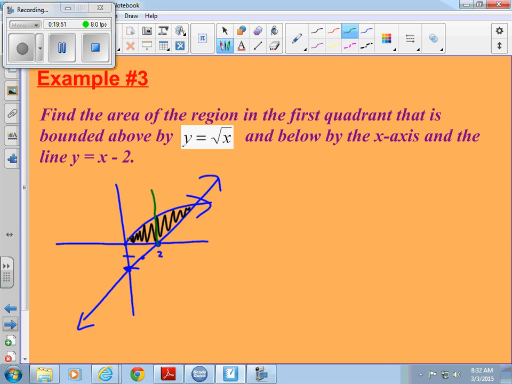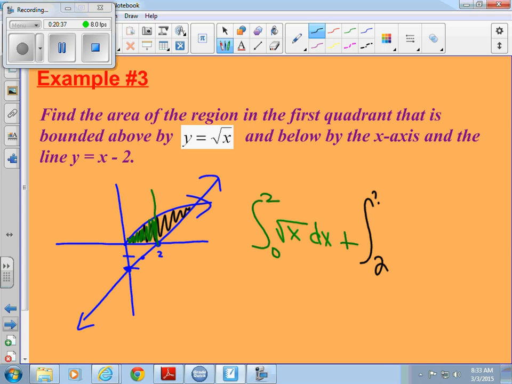This would be the integral from 0 to 2 of the square root of x, minus 0 if you really want to write that right. But the bottom curve here is just 0, so it just gives you a normal integral. So I'm going to do the integral from 0 to 2 of the square root of x plus, to get that black area, the integral from 2 to something. We'll figure that out momentarily.